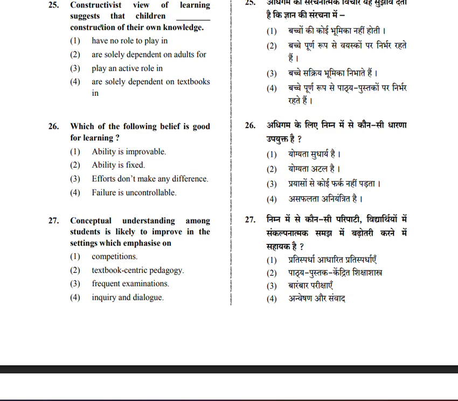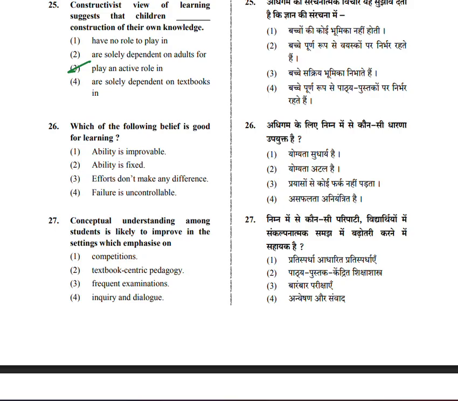The constructivist view of learning suggests that children dash construction of their own knowledge: have no role to play in, are solely dependent on adults for, play an active role in, are solely dependent on textbooks in. So the constructivist view of learning suggests that children play an active role in construction of their own knowledge. That is, option 3 is the right answer.